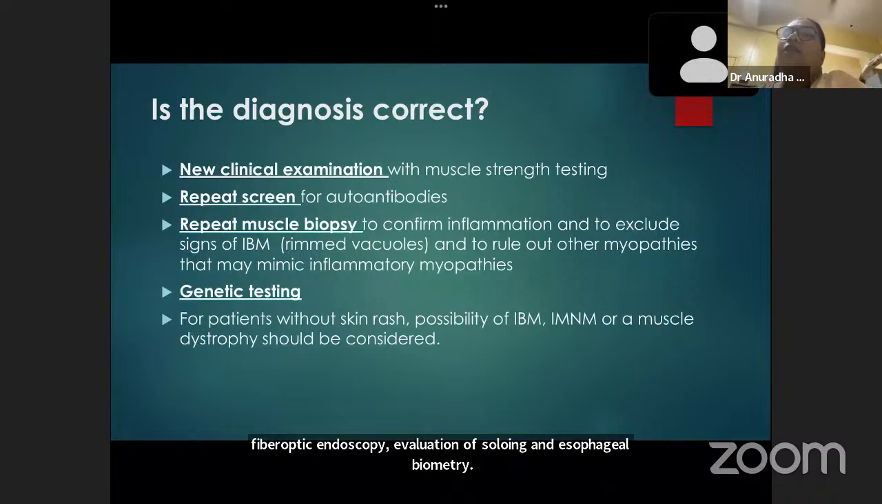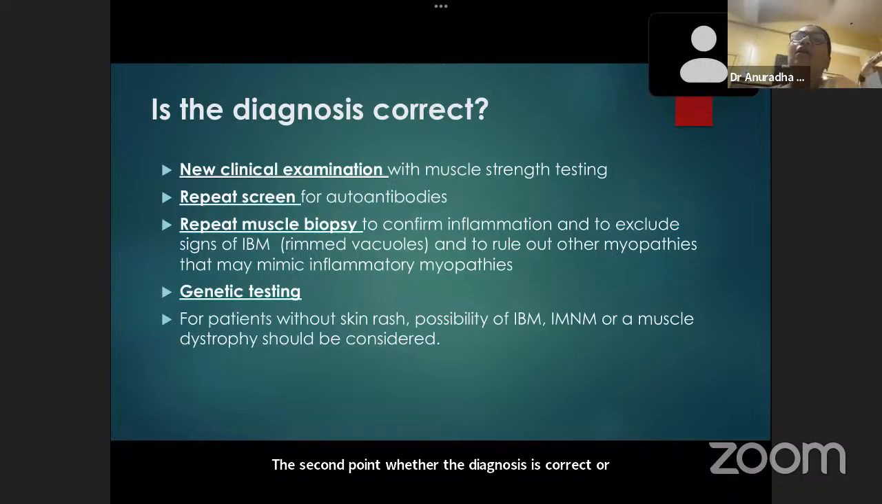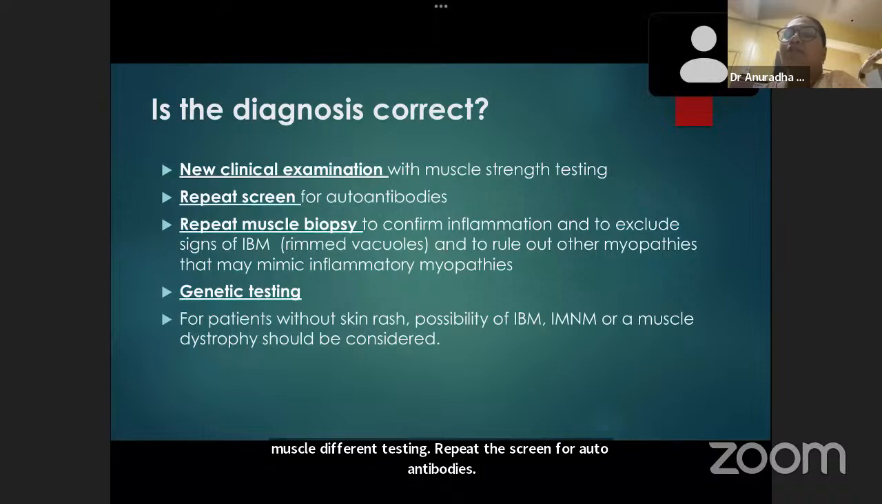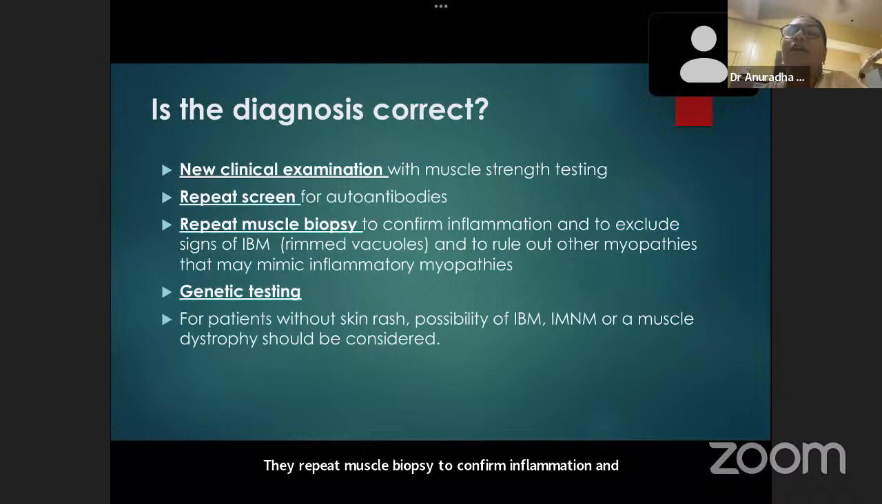The second point: whether the diagnosis is correct or not. If we have treated the patient, and the patient has weakness which we are labeling as refractory, we should begin with a new clinical examination with muscle strength testing, repeat the screen for autoantibodies, repeat muscle biopsy to confirm inflammation and exclude the signs of IBM, that is rimmed vacuoles, and to rule out other myopathies that may mimic inflammatory myopathies, and genetic testing. For patients without skin rash, the possibility of IBM, immune-mediated necrotizing myopathy, or a muscle dystrophy should be considered.